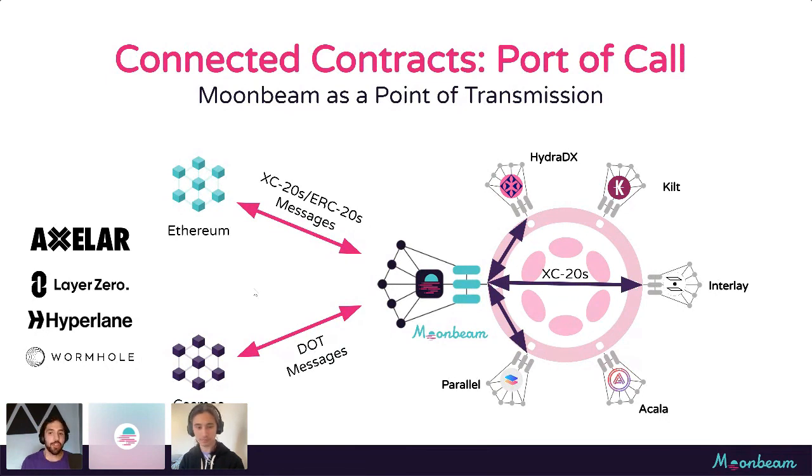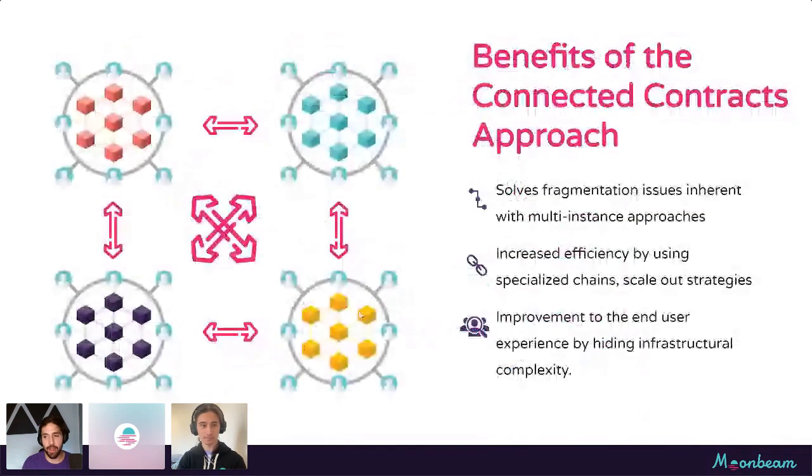So just to summarize, and before we go to Jeremy's part on the demo, the benefits of the connected contracts approach. First, it solves the fragmentation issue that is inherent with multi-instance approaches. We saw before that, for example, SushiSwap is deployed to multiple chains, but these deployments don't know each other. You have the liquidity fragmented, and with a connected contracts approach, you could actually have the liquidity concentrated in a single chain, which increases the liquidity efficiency and avoids fragmentation.